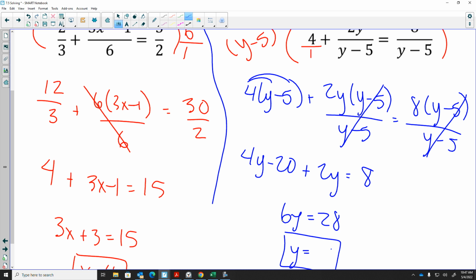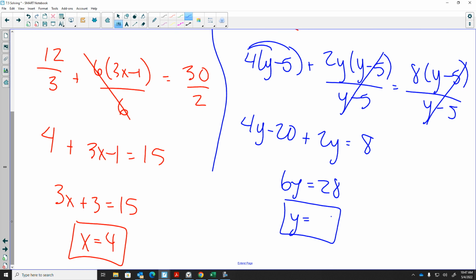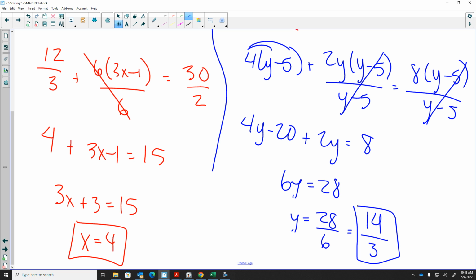6y. Okay, so what does that mean y is? 28 divided by 6, is that a good number? No, it's 4.666. 28 divided by 6. Can you reduce it? Divided by 2, you get 14 over 3. Yeah? Okay. That's all right if it's a fraction. That's okay. Did that make a little bit of sense?